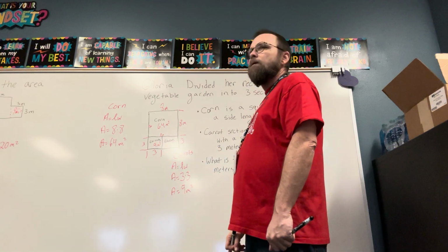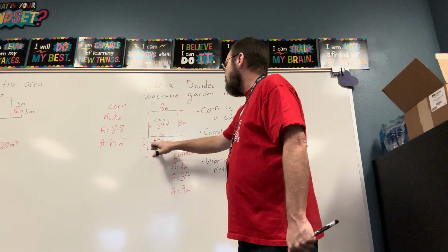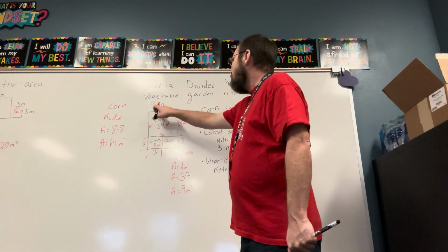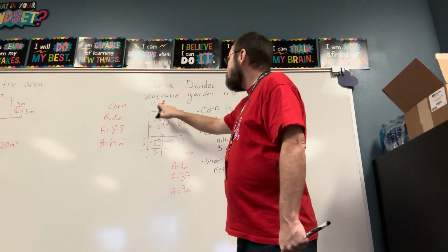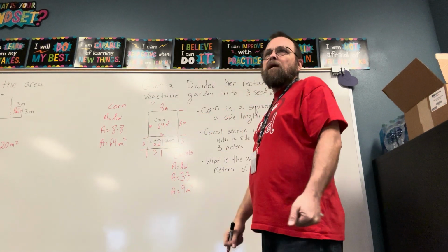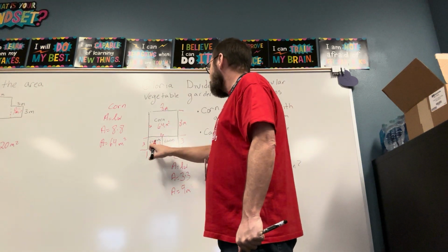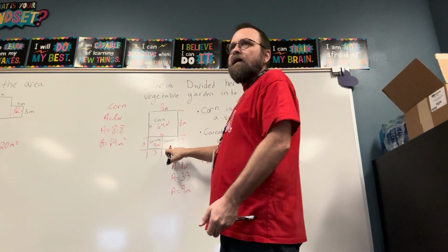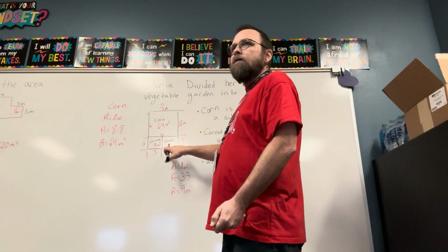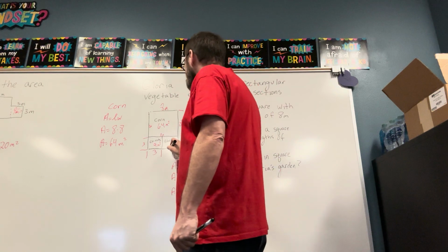Not 3. 4. Okay. What is the length of this whole side going to add up to? 8. Because this, all the way across, and it's a rectangle, so the opposite sides are going to be equal. So this is going to add up to 8. So this plus this has to add up to 8. So what is the width of the potatoes? 5.